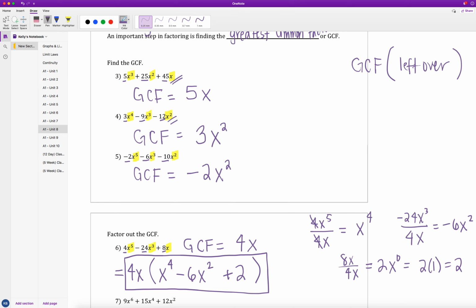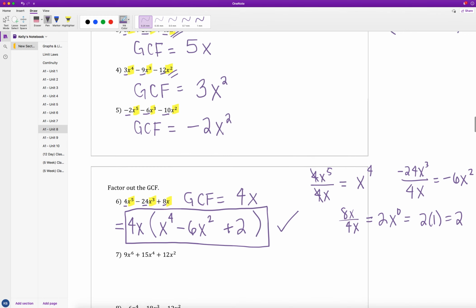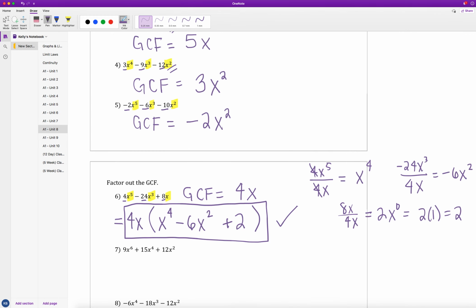Now we can always check this by distributing this back in. 4x times x to the fourth would give me a 4x to the fifth. 4x times negative 6x squared would give us negative 24x to the third. And then 4x times 2 would give us our positive 8x. So it's always a good idea to check your work and make sure that you actually factored everything correctly. All right, let's look at example 7.